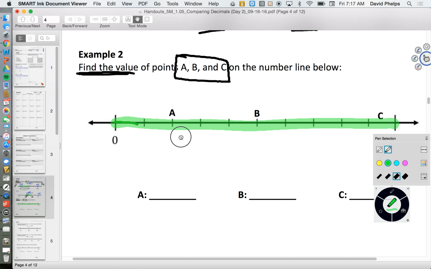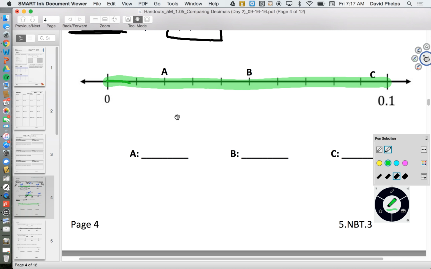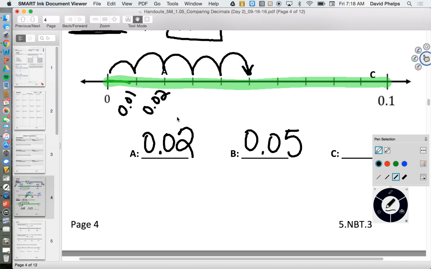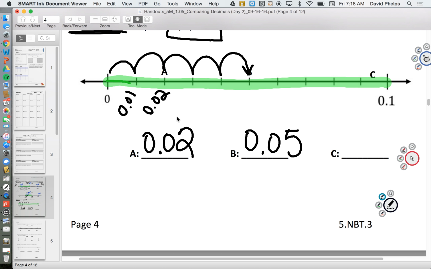So I am going to look at A. Well, if each space is worth 100th, and I have 2 spaces, A's got to be worth 0 and 2 hundredths. Let's look at B. Well, B is, oh my goodness, 1, 2, 3, 4, 5 spaces. So that's going to be 0 and 5 hundredths, which is right between 0 and 0 and 1/10. And now C is really tricky here. Let's look at C.